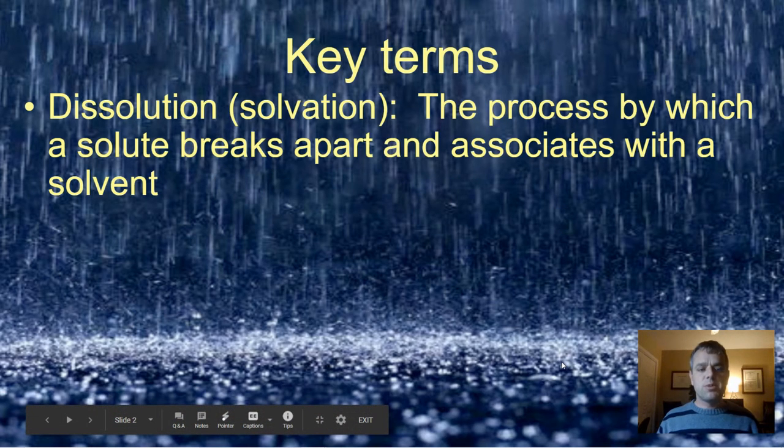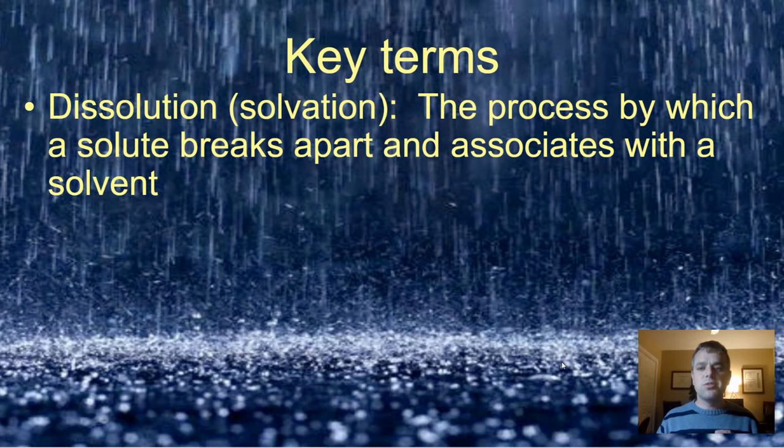So the first term is dissolution or solvation. This is the process by which a solute breaks apart and associates with a solvent. For the purposes of this unit, we're essentially talking about ionic compounds. So it's the process by which you break the ionic bonds within a compound and then you form ion dipole interactions with the solvent, which is usually water.